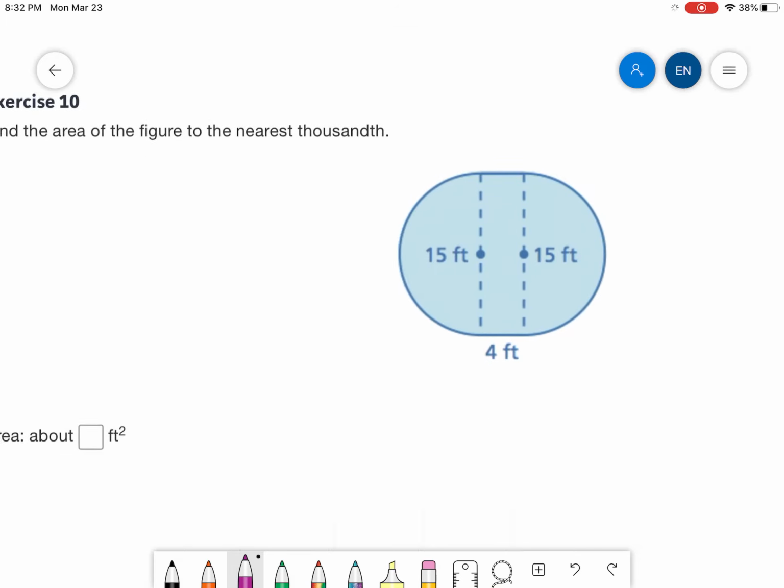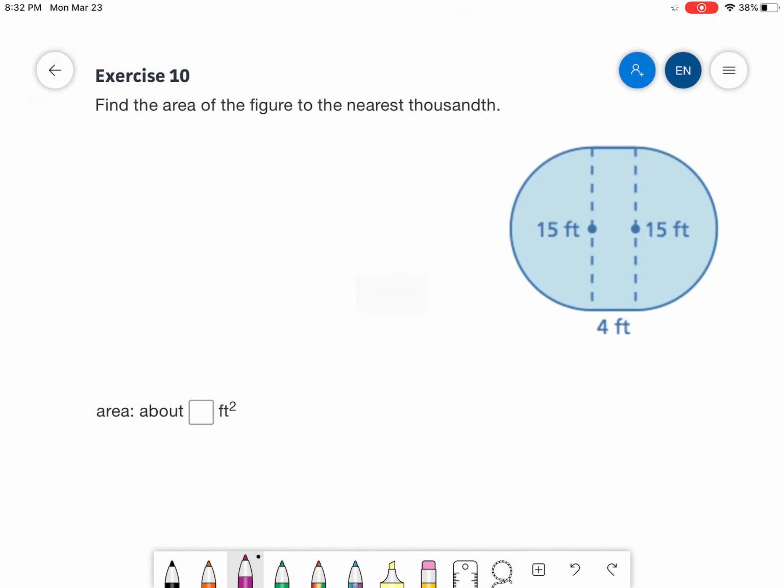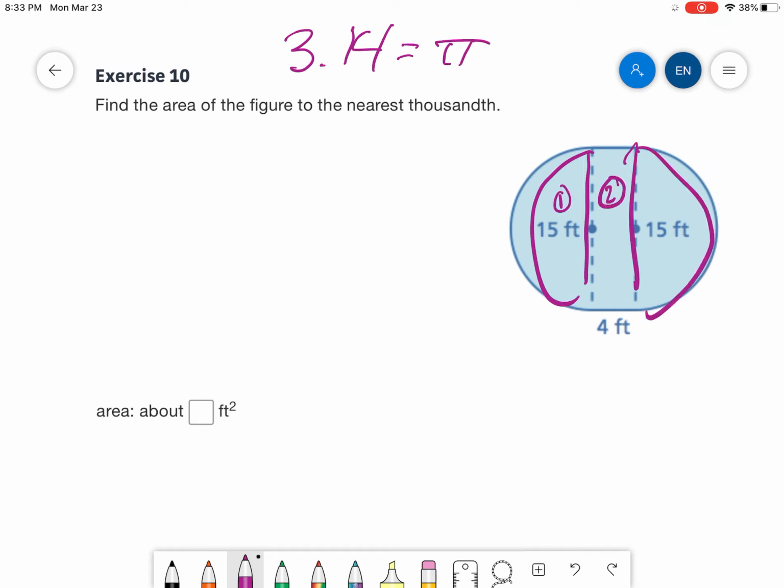All right, I'm going to show you guys one last question. This one is number 10 on either Big Ideas or in the textbook. It says to find the area of the figure to the nearest thousandth. We're going to use 3.14 for pi because it doesn't tell us, so we're just going to assume that's what we're supposed to use. Again, there are two different ways to do this. You could view it as 3 sections: a semicircle, a rectangle in the middle, and another semicircle.